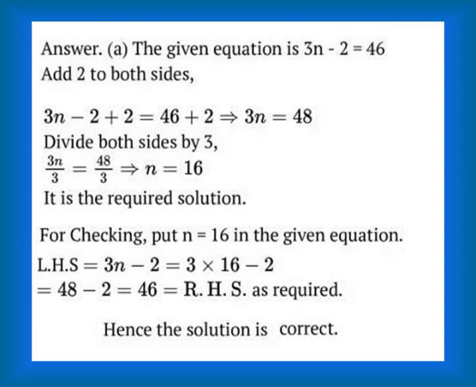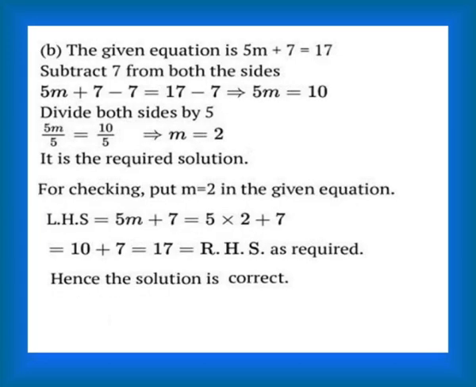Let us check. For that, substitute n is equal to 16 in the given equation. So 3 into 16 minus 2 is equal to 46, which means 48 minus 2, which is equal to 46. Our RHS is also 46. Therefore, our solution is correct.